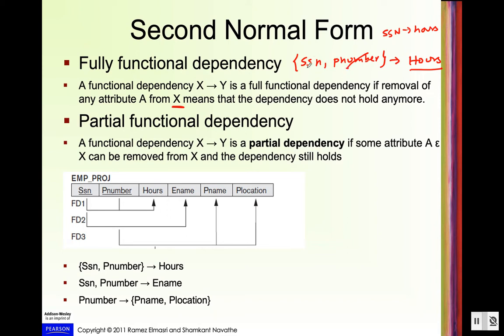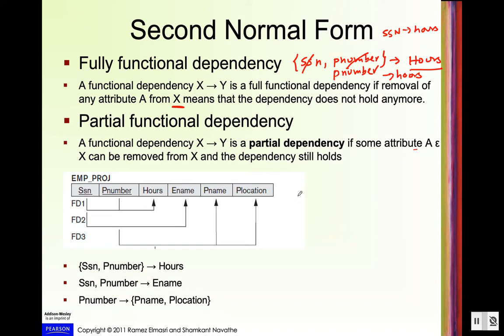For example, if I delete SSN and keep P number, P number to hours is not a functional dependency anymore, because for the same P number, hours will be different for different SSN. Now, a partial functional dependency means a functional dependency X to Y where some attribute A belonging to X can be removed and the dependency still holds.